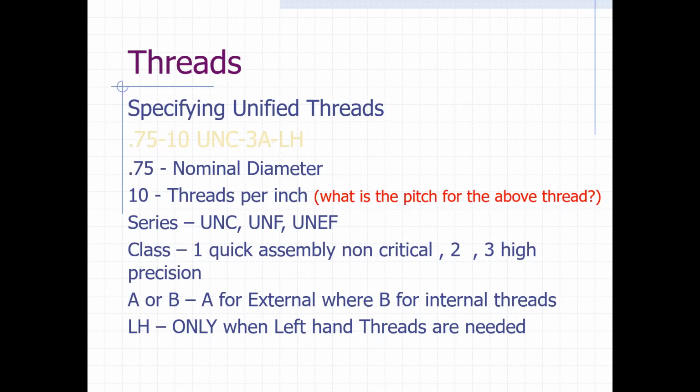And then we have the class. This one happens to be class 3, which is high precision. So if you're thinking in terms of cost, do you think a class 2 is going to be more or less expensive than a class 3? Less expensive, right? Most of your ordinary fasteners that you buy right off the shelf are going to be class 2. If you want specialty, you go to class 3. If you want really cheap to assemble carnival rides, get class 1.